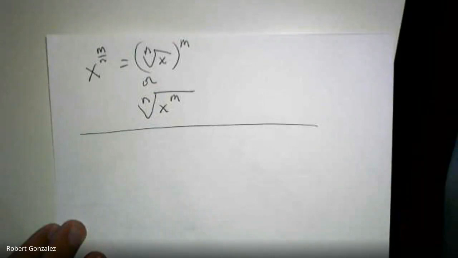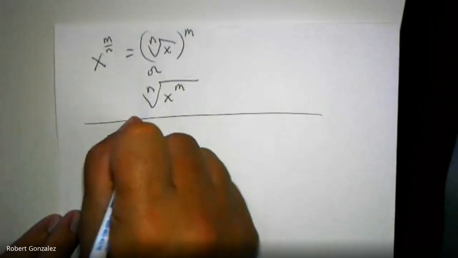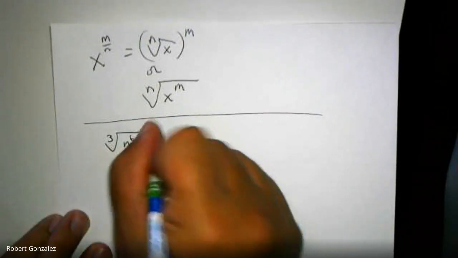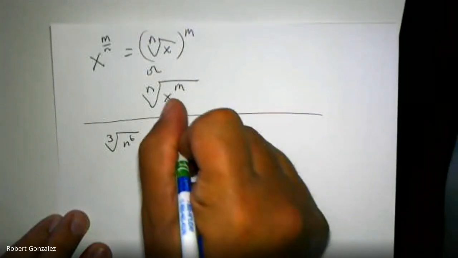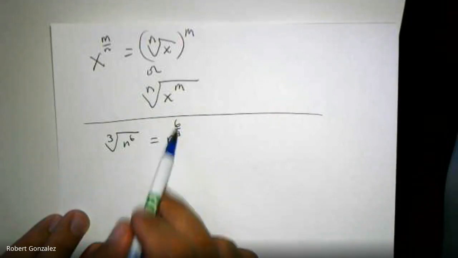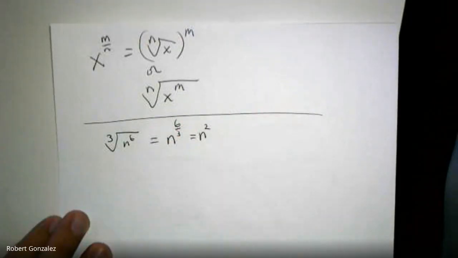Sometimes we're going to see expressions that can be reduced. For example, the third root of n to the sixth. When I write this as a rational exponent, the root goes on the bottom, the power goes on top, and oh look, 6/3 is equal to 2. There it is. You'll have a couple of problems based on that.